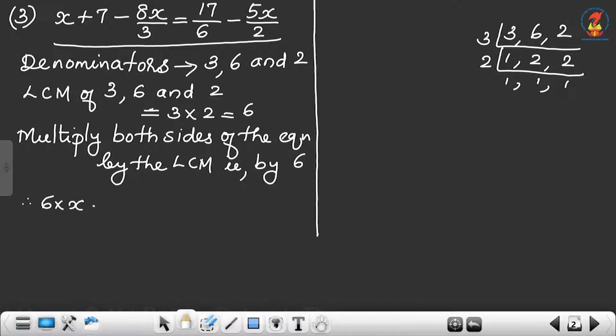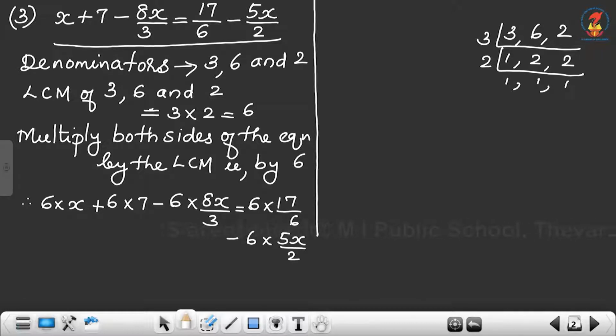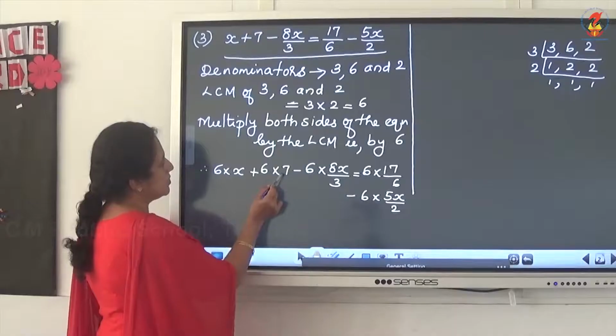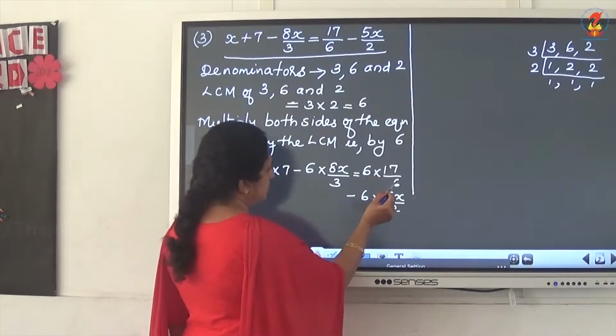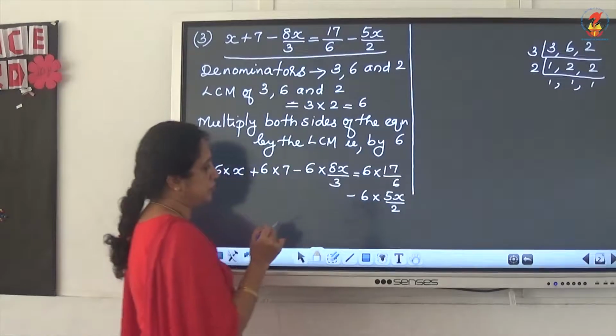So 6 into x plus 6 into 7 minus 6 into 8x/3 equal to 6 into 17/6 minus 6 into 5x/2. Multiply each term of the equation by the LCM.